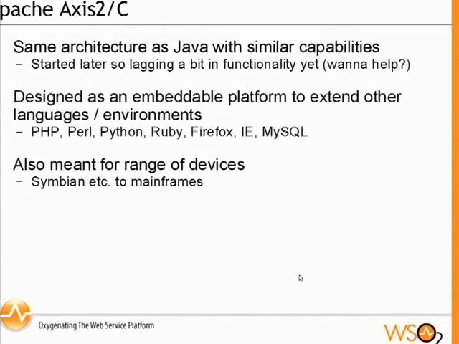Now, we are not implementing this stuff only in Java. We're also doing a C implementation. It's exactly the same architecture. We started this a little bit later, and if you guys write in C, you know that it's a little bit more work to write in C, so it's lagging a bit behind in functionality. But it's very carefully designed to be highly embeddable. So we are working on embeddings into PHP, Perl, Python, Ruby, Firefox, IE, and also meant for different devices.